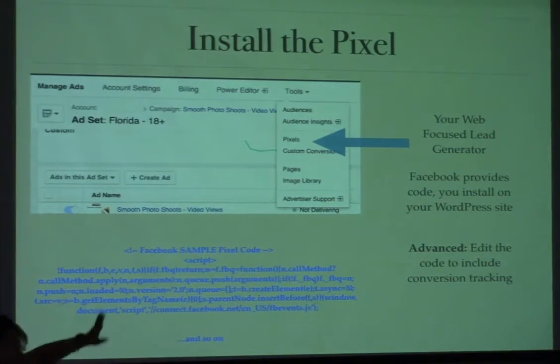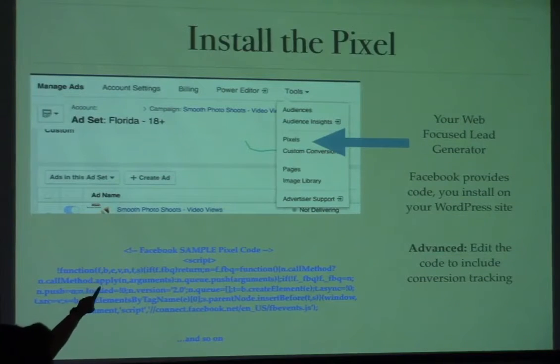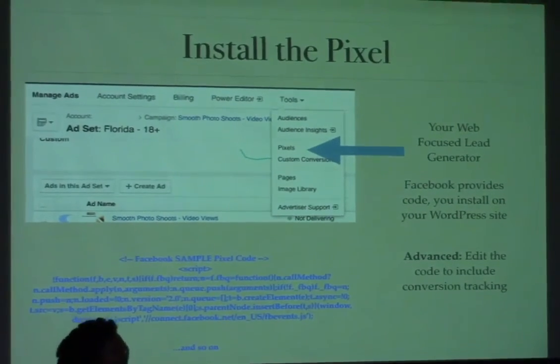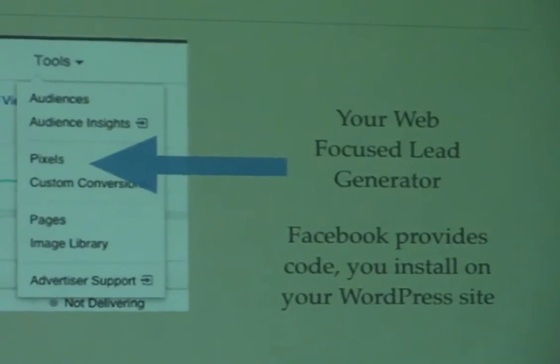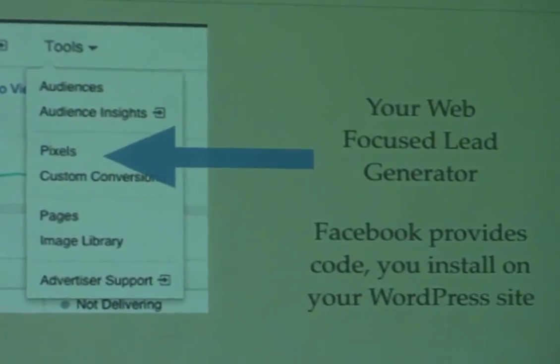So this is where you go. We're still within the ad manager. If you go into tools and go to pixels, it'll give you the initial pixel code. You copy that pixel code and put it in your header, and it will even tell you whether your pixel's working, or say we don't see your pixel, you didn't do it right.